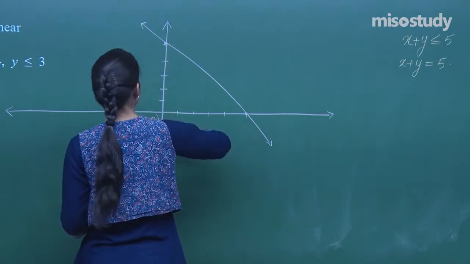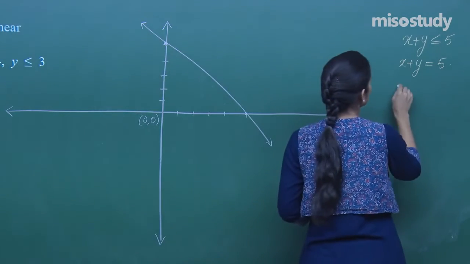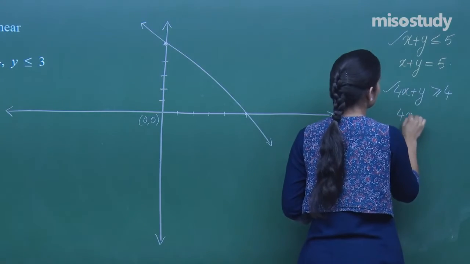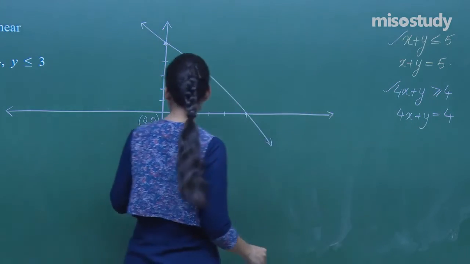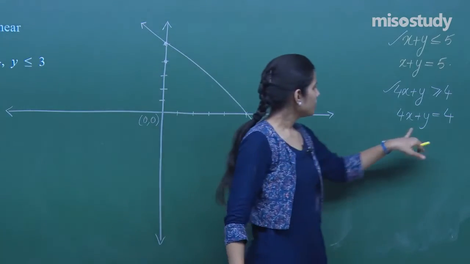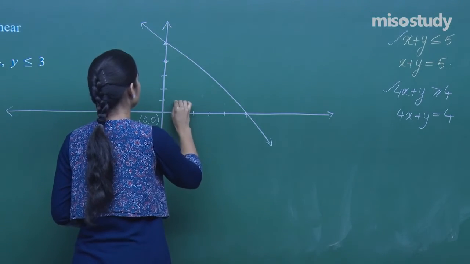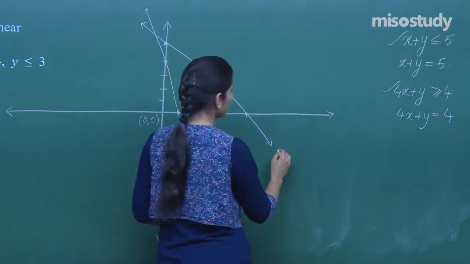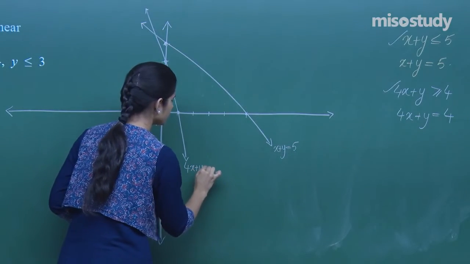Next I have, so below this line, everything below this line, 4x plus y greater than or equal to 4. Consider 4x plus y equal to 4. When x is 0, y is 4. This is 4. When y is 0, x is 1. So clearly you will have to join these two. This is x plus y equals 5. This is 4x plus y equals 4.